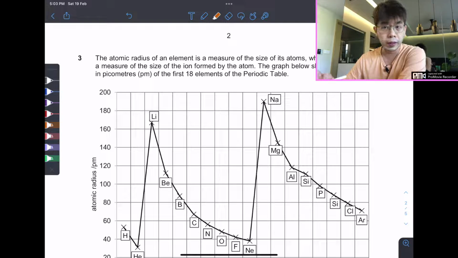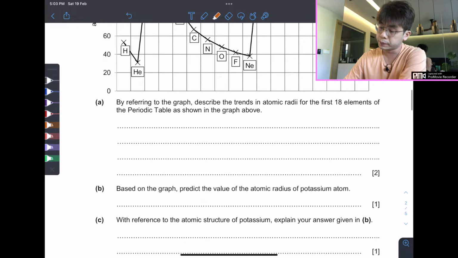So please remember what I told you before, that you should always read the question before you look at the data. So let's look at the question first. By referring to the graph, describe the trends of atomic radii. So I need to talk about trends of atomic radii. I might not know what this is. What does it mean by atomic radius or radii? For the first 18 elements in the graph above. So that means I need to refer to the graph on top.